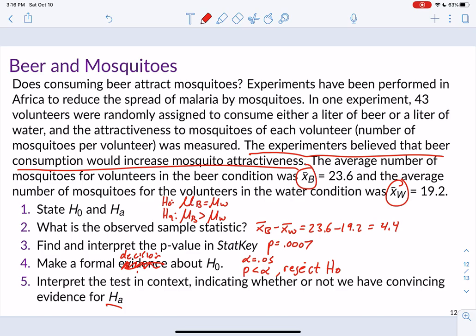So I hope that this section makes sense, and I hope that this formal testing and decision-making builds on the p-value material you learned in the last section. And if you have any questions, please feel free to ask in class or to come and send me an email.